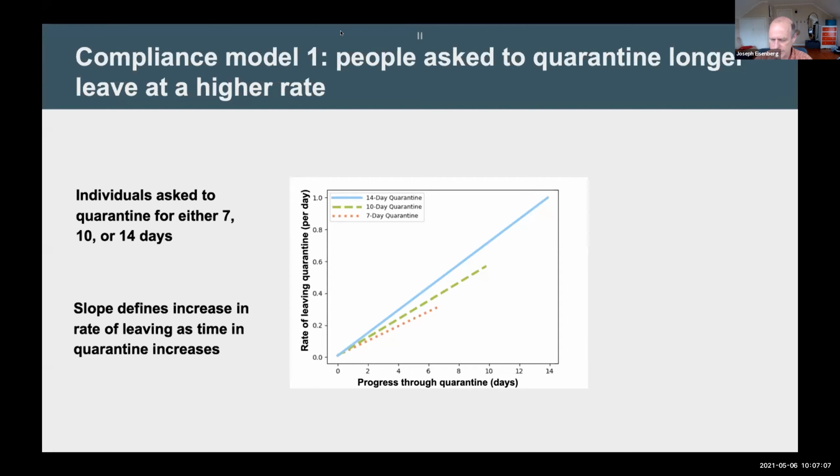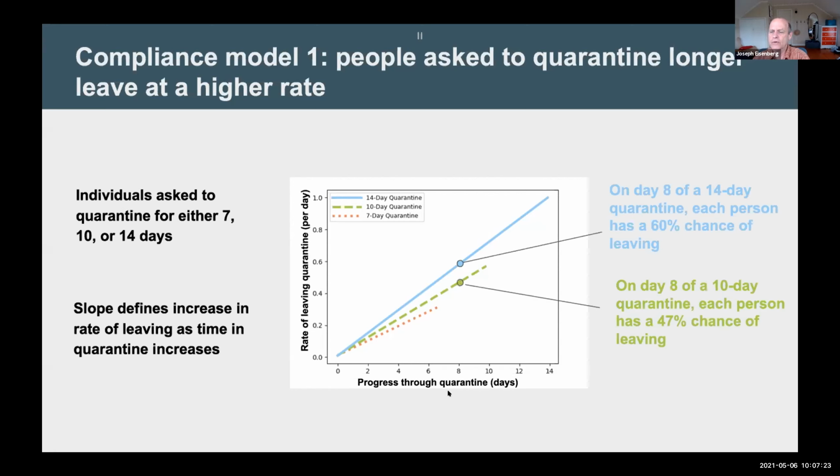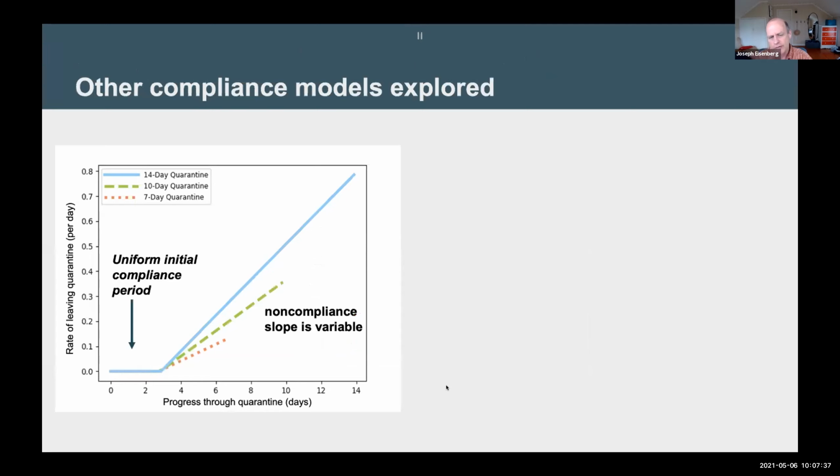And then we see in this model, we're assuming that if you're asked to quarantine for 10 or 7 days, your rate of non-compliance is less than if you're asked to quarantine for 14 days. So if we look here more specifically, on day 8 of a 14-day quarantine, each person has a 60% chance of leaving, whereas on day 8 of a 10-day quarantine, each person has a 47% chance of leaving. So this is one model of compliance that we looked at.